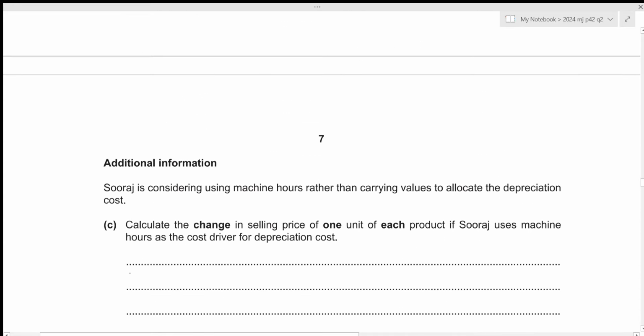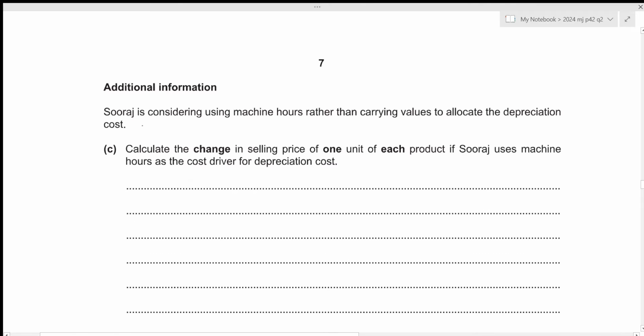Now we have the additional information. Suraj is considering using machine hours rather than carrying values to allocate the depreciation cost. We need to calculate the change in selling price of one unit of each product if Suraj uses machine hours as a cost driver for depreciation cost. So we have product A and product B. We can start with the previous cost per unit.